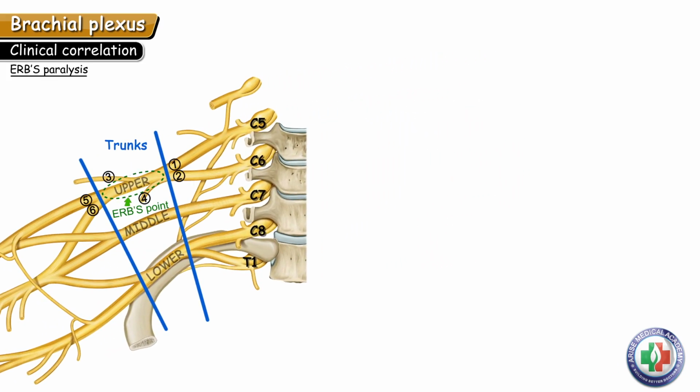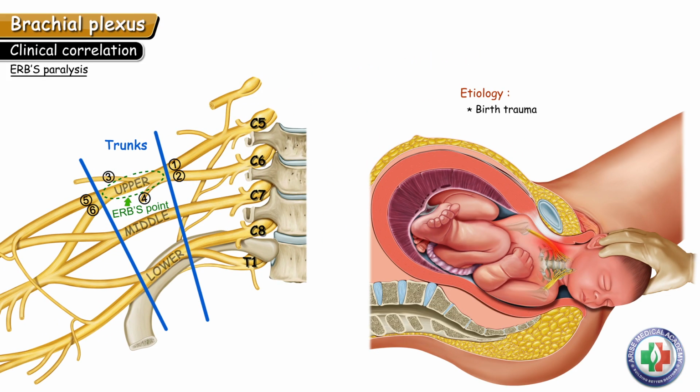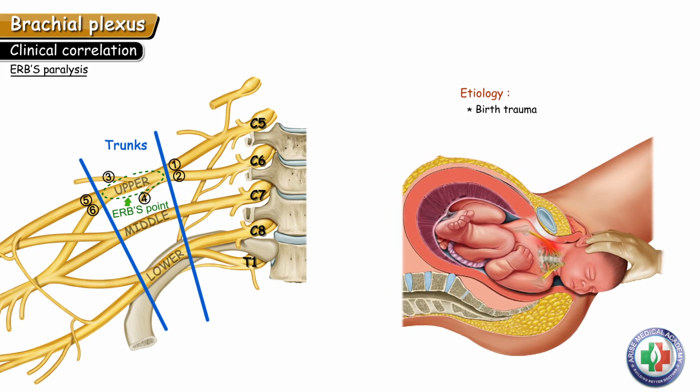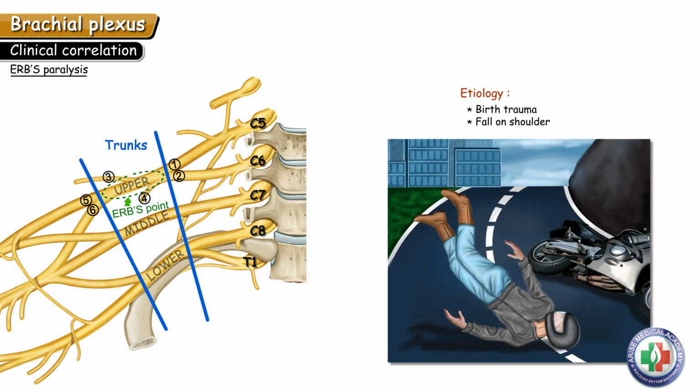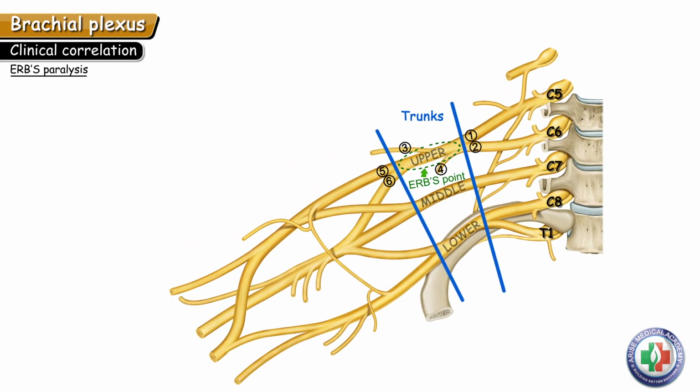And this usually happens as a birth trauma, when during delivery there is undue abduction of head, neck and shoulder of the baby, leading to stretching and injury to the upper trunk, or it can happen due to fall on the shoulder, as in road traffic accidents. Let's try to understand what are the nerves involved in Erb's paralysis. The root values of C5 and C6 are affected.